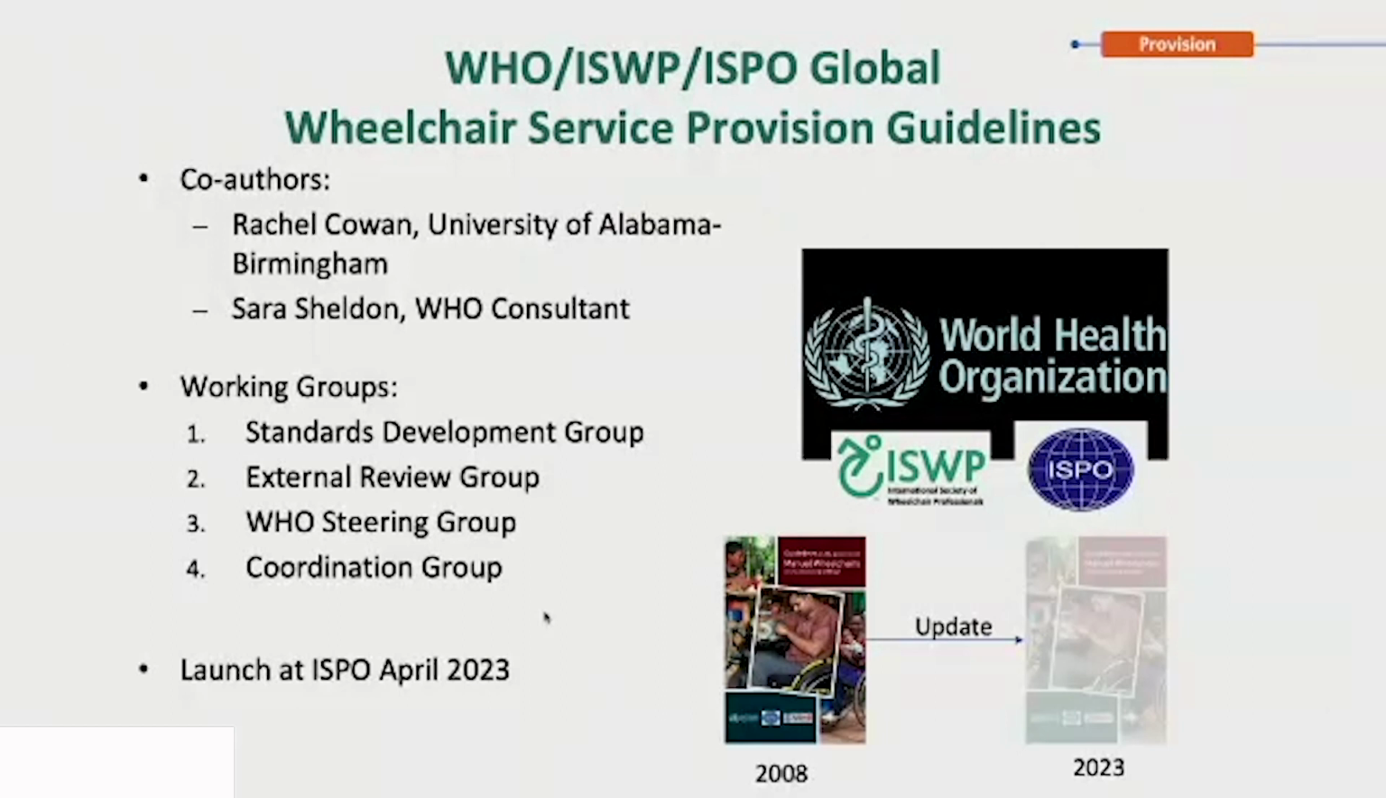So ISWP actually supported one of the two co-authors, Rachel Cowan from the University of Alabama, Birmingham, and ISPO supported Sarah Sheldon, the WHO consultant. We worked with Kylie Shea, who works at WHO. But there were also 4 working groups of people who worked for another 2 years. As John mentioned, the first guidelines took about 2 years. This work has been 2 years in development.